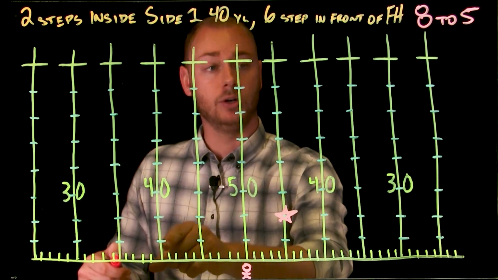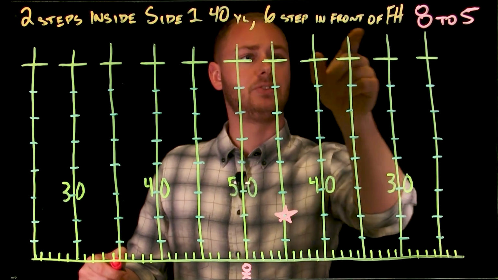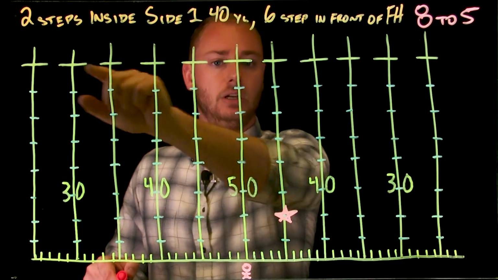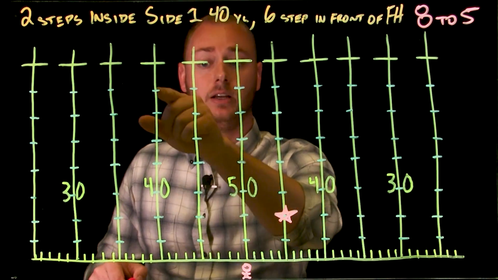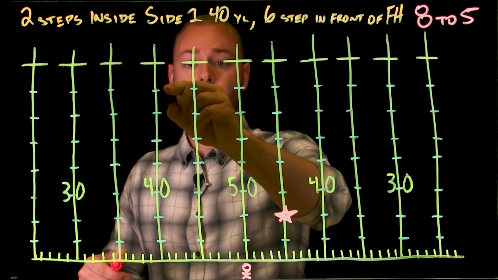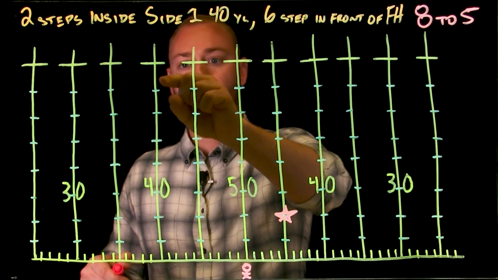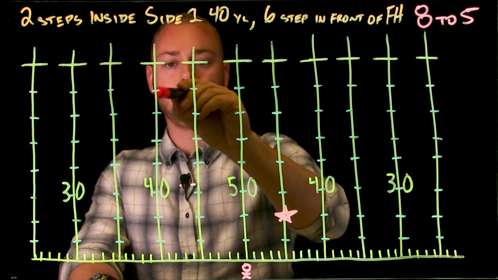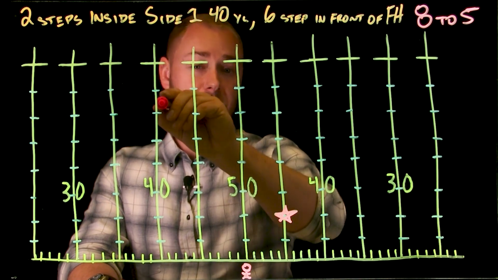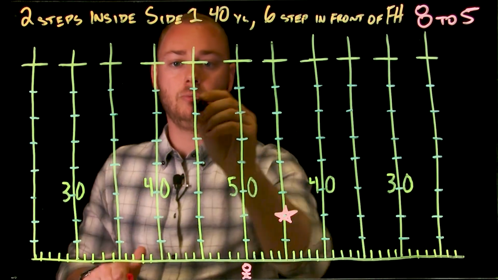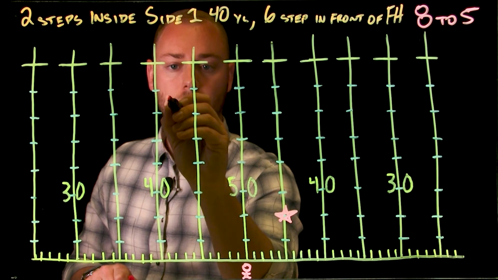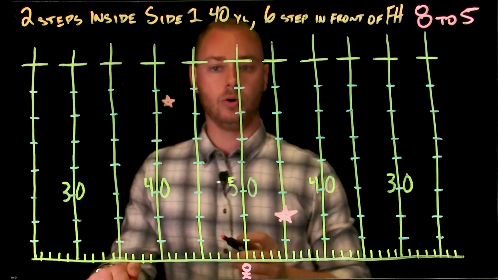Now we just need to find our y-coordinate, which is 6 steps in front of the front hash. So we know that our front hash is right here. We need to find 6 steps in front of that. We know that GACs represent 4 steps, so we're going to go 1.5 GACs forward, 4 steps, 5, 6 steps. Cool. So we're already 6 steps in front of the hash, and then we need to find 2 steps inside the 40, which if splitting is right here, that's 4 steps. 2 steps would be right about here. So that is where our second coordinate would be.